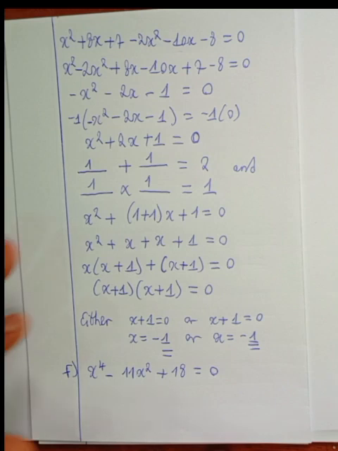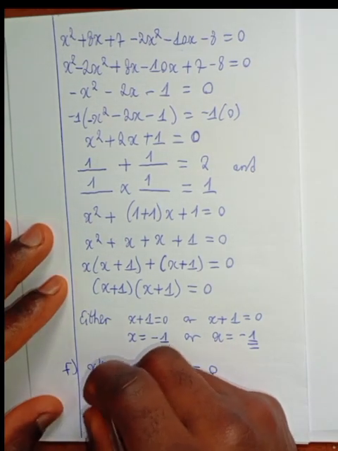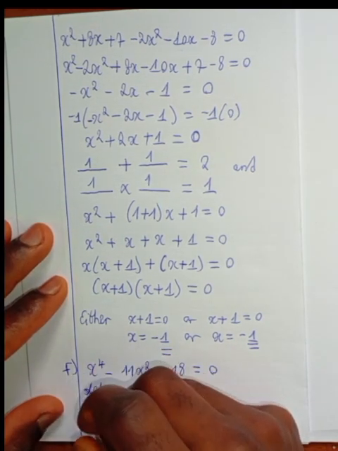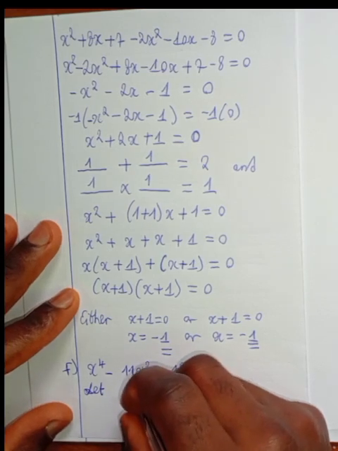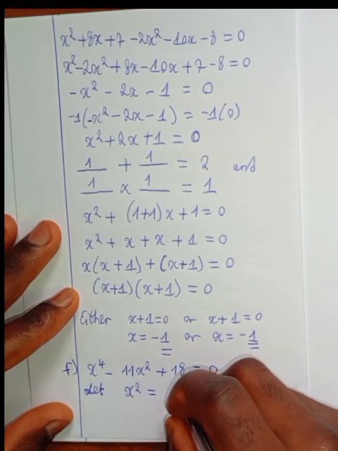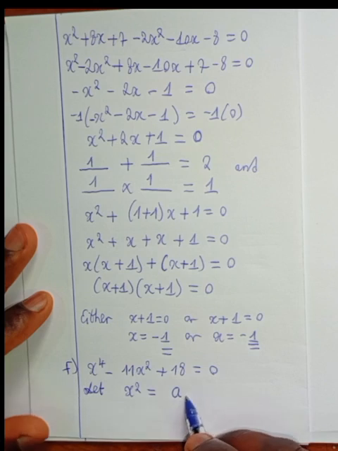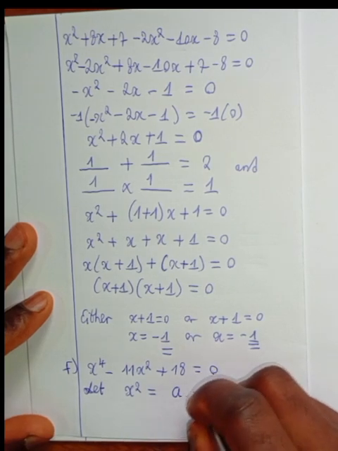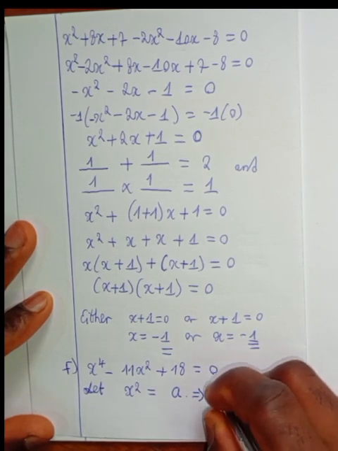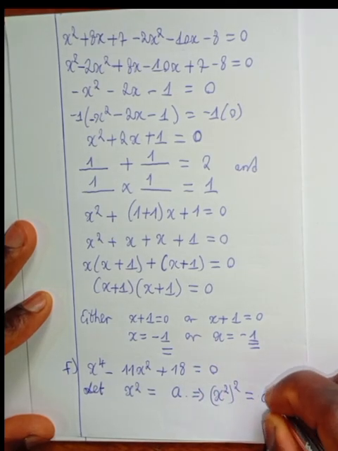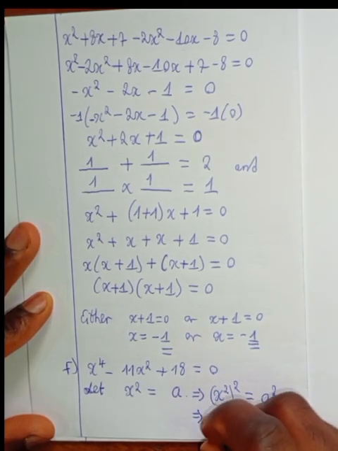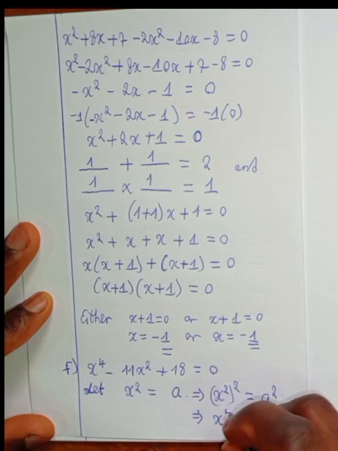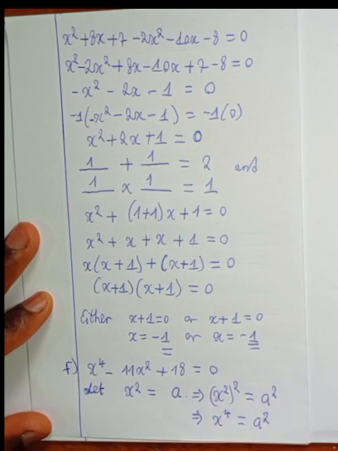Now for us to solve this problem, we are going to start by letting x squared be equal to e. x squared being equal to e, then if we square both sides, x squared all squared will be equal to e squared. This will give us x raised to the power 2 times 2, which is 4, is equal to e squared. We need to express x to the power 4 in terms of e. So it gives us e squared.